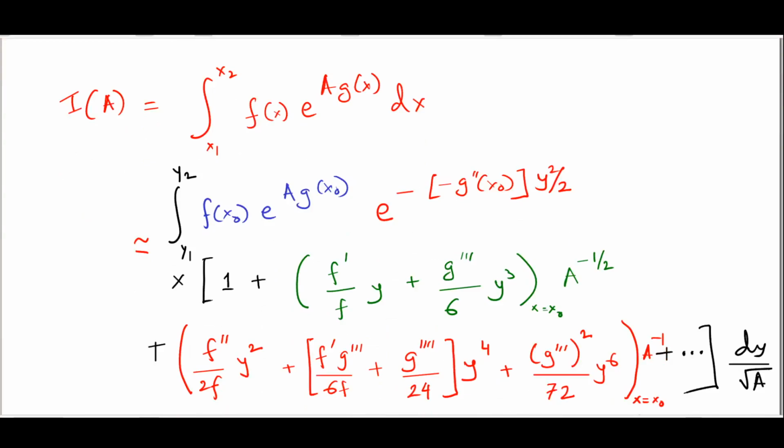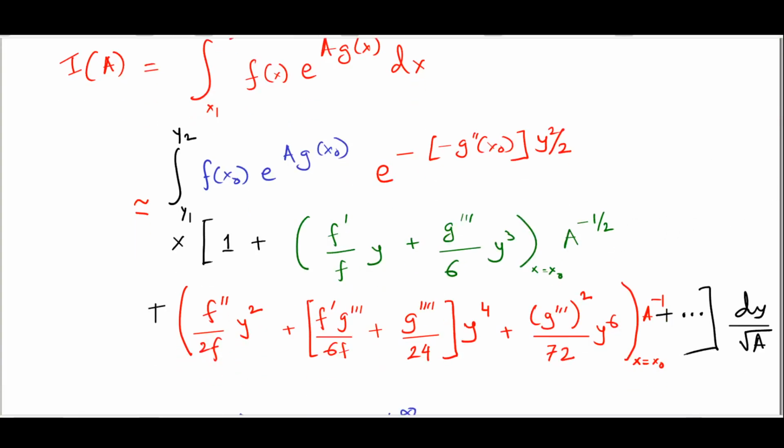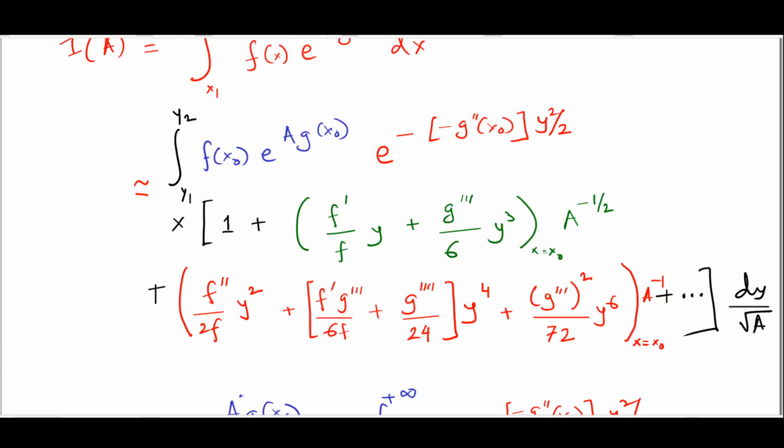So what we are going to do now is estimate our integral, which of course is the integral from x1 to x2 of f x e to the a g x. We have just plugged in our expansion or approximate version for f x g x e to the a g x here. So what we have is f x0 e to the a g x0 times the Gaussian term, and then we have these correction terms put together. Of course, because you are changing the variable from x to y, dx becomes dy by square root of a.